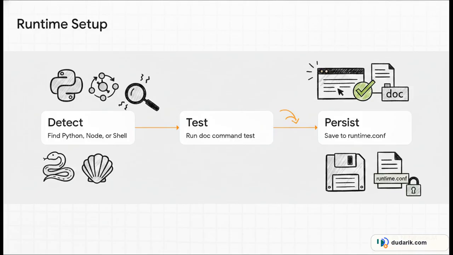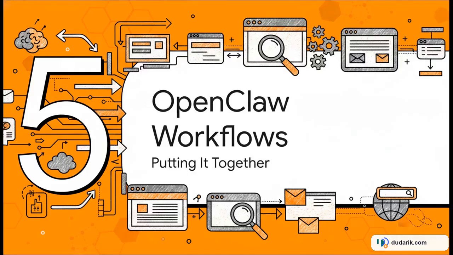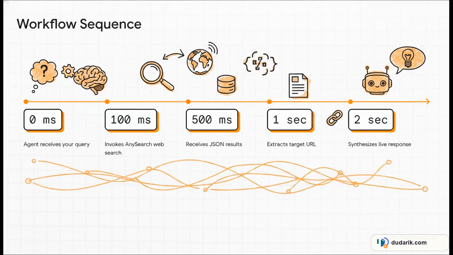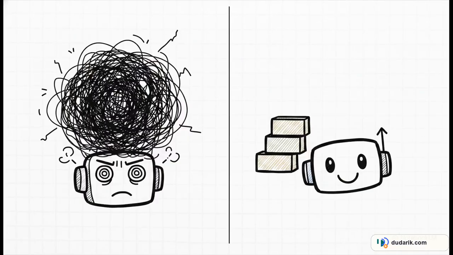So how does this all come together in a practical workflow? The sequence is surprisingly fast. Imagine you ask OpenClaw to research recent developments in a new tech topic. It gets the query, steps outside its training data, and invokes AnySearch. It then gets structured JSON results back, picks the best target URL, extracts that URL, and finally synthesizes a live response for you. Seamless.